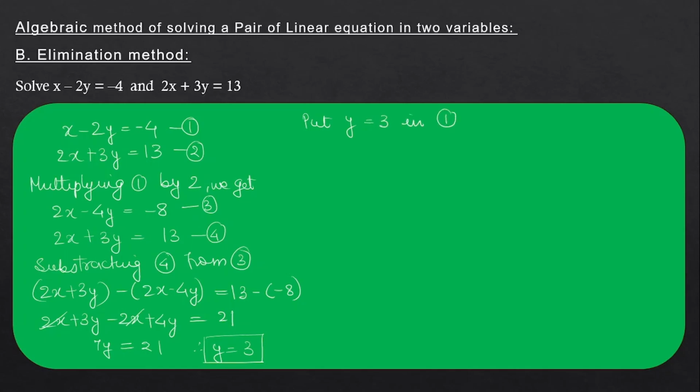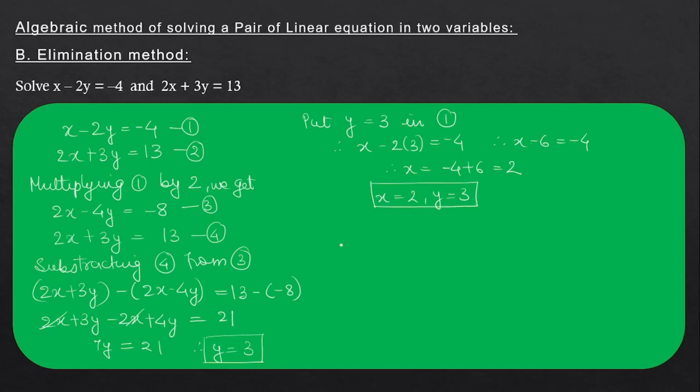in, let's say, equation number 1. We get x minus 2 times 3 is minus 4, x minus 6 is minus 4. Therefore, we get x is equal to minus 4 plus 6, which is 2. So, x is equal to 2 and y is equal to 3 becomes our required solution.